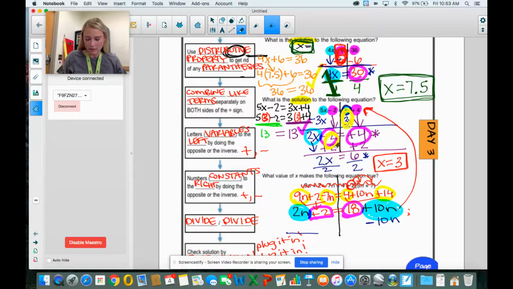Let's see if I can erase this. Yay. Is it working? Let's see if I can erase it here. There we go. Give us a little more room. Okay, so I've got minus 10n. Whatever I do on one side, I have to do on the other.